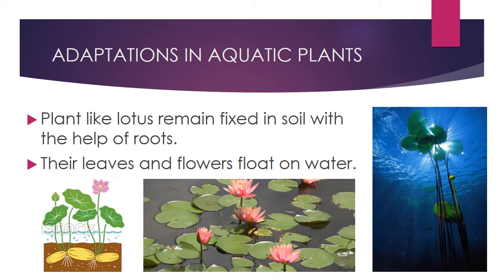Plants like lotus remain fixed inside soil with the help of roots. It appears to be floating since their leaves and flowers float on the surface of water, but their roots go down to the base of the pond and it fixes itself inside the soil.